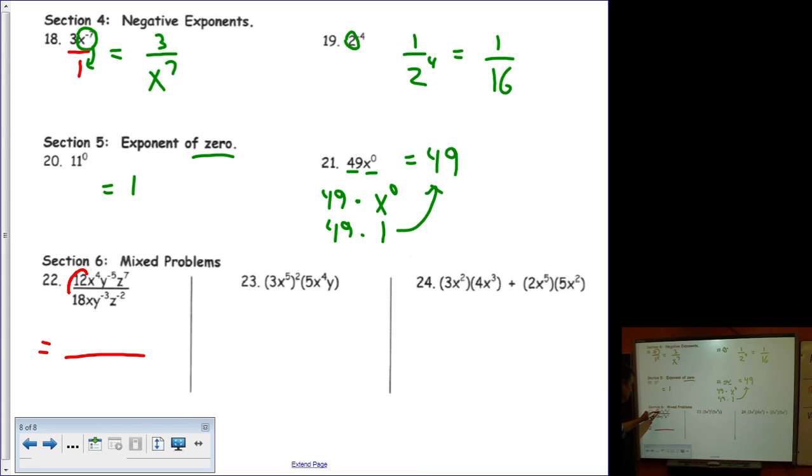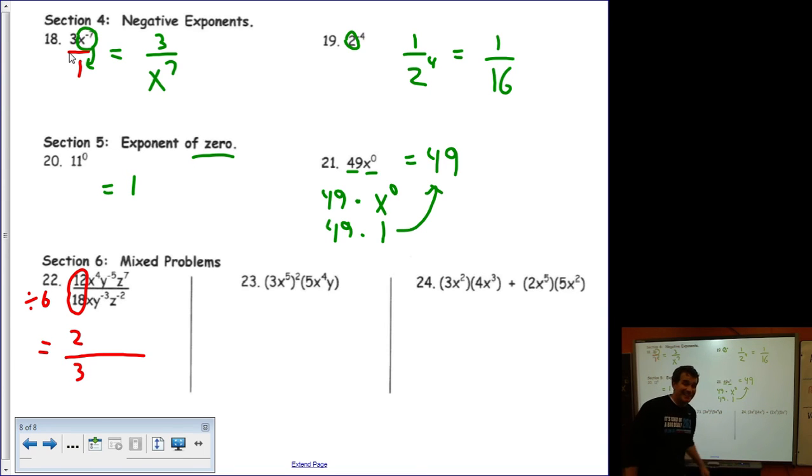So first, I would reduce the coefficients, 12 over 18. Either type it into your calculator and have your calculator reduce it, or you could figure out that both of those can be divided by 6. 6 goes into 12 twice, and 6 goes into 18 3 times.